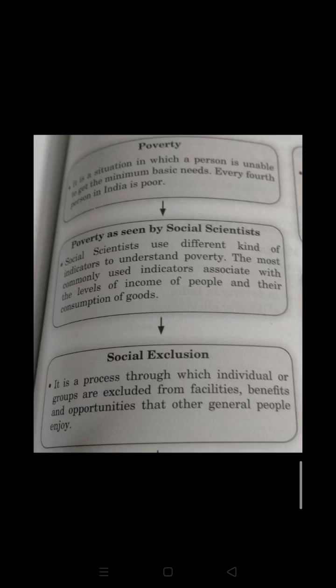Different kinds of indicators are used by social scientists to understand poverty. The most commonly used indicator is associated with the level of income of people and their consumption of goods. And the concept of social exclusion describes that poor people live in poor surroundings and are excluded from the neighborhood of people who are living in better areas, who are better off.